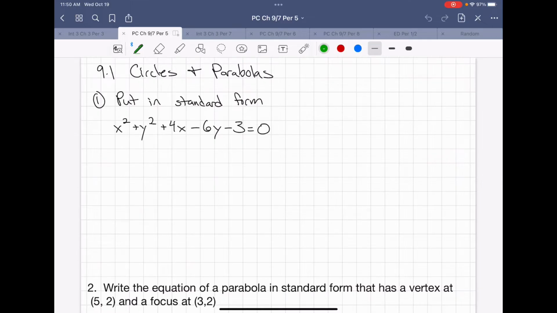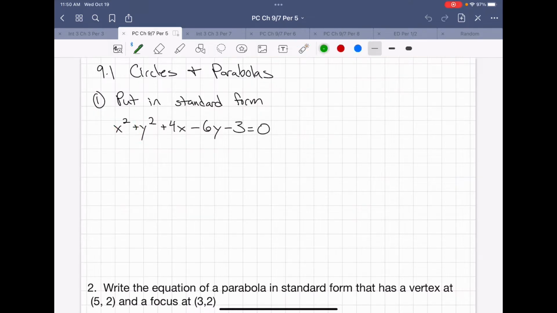So we are going to do what we would normally do in class, the little warm-up videos or in-class notes, whatever you want to call it. So number one, it says put in standard form. First, when you look at this, you see x squared and y squared, and the leading coefficients are the same. They're both 1. So that's how you know this is a circle. It's positive x squared, positive y squared, matching coefficients. So this is going to be a circle.